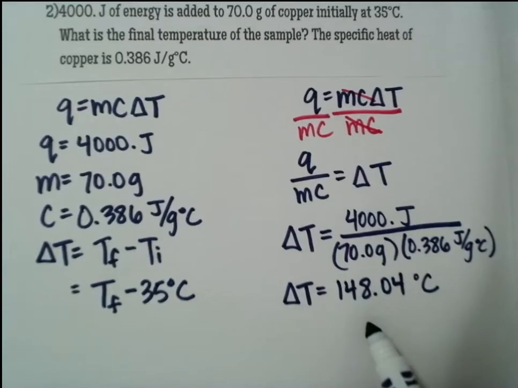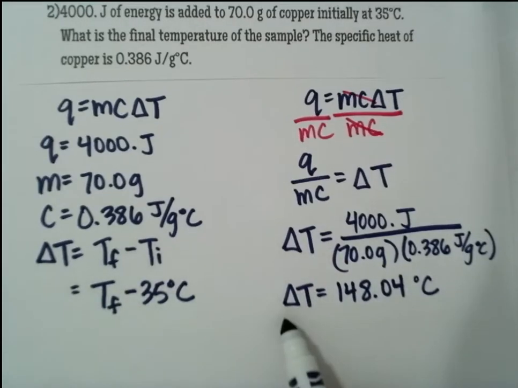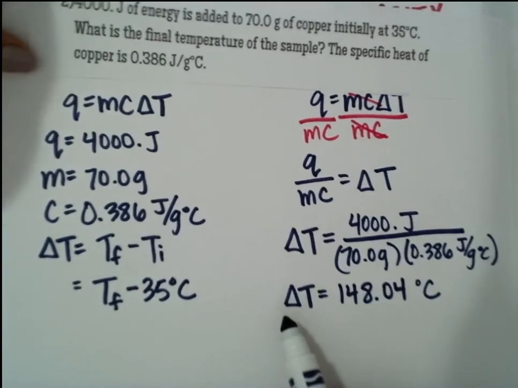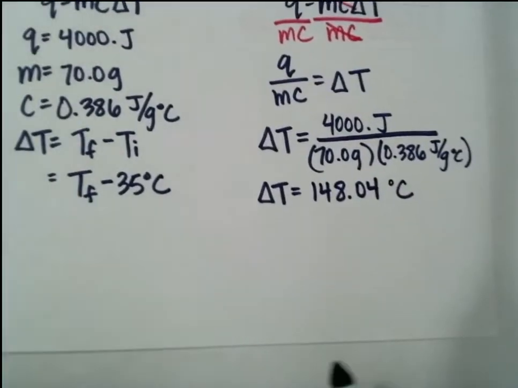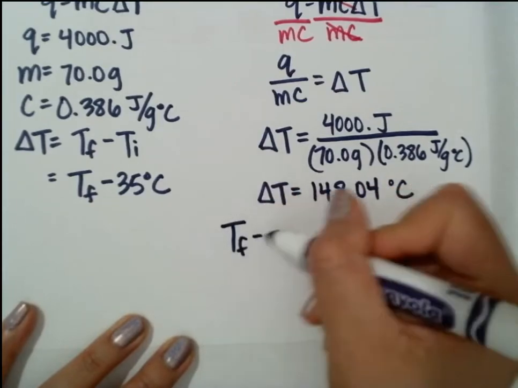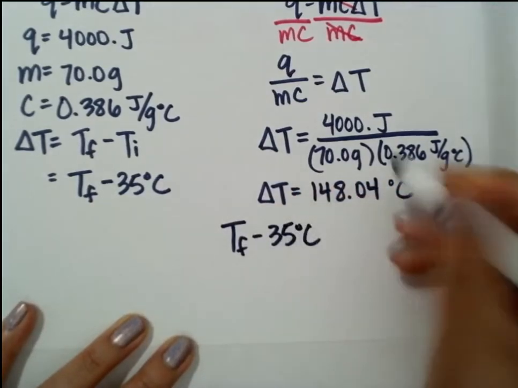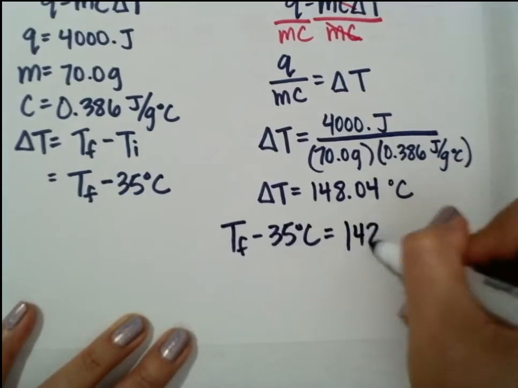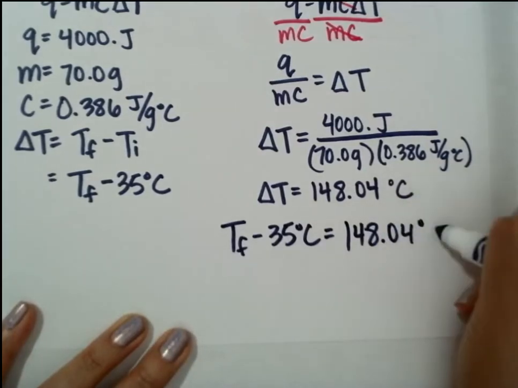Remember, we want to figure out what our final temperature is. So for this delta T, what I'm actually going to do is take this and plug it in and write that instead of delta T. Okay, so what that looks like is T final minus 35 degrees Celsius is equal to 148.04 degrees Celsius.